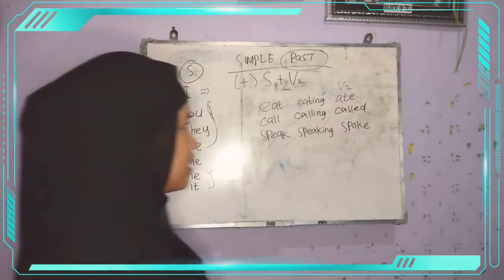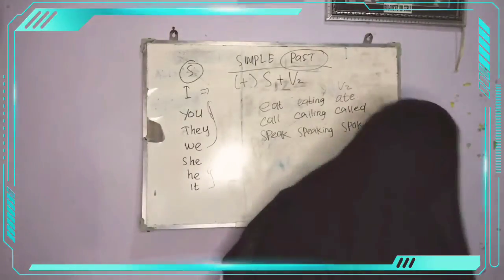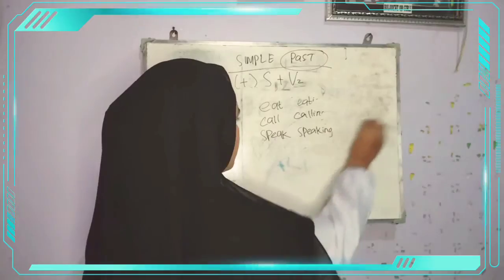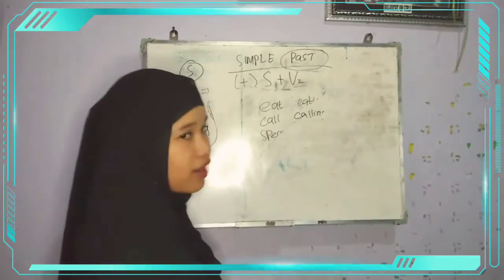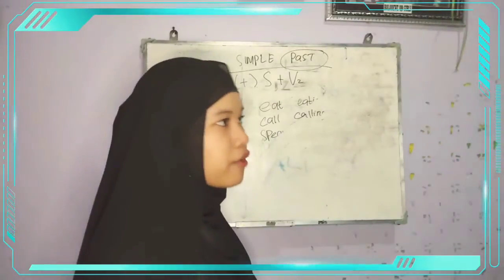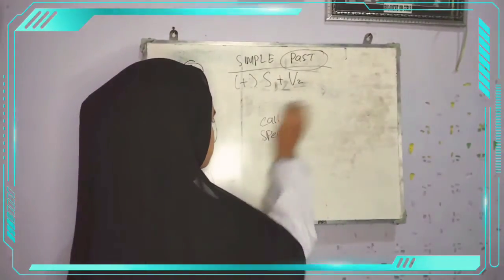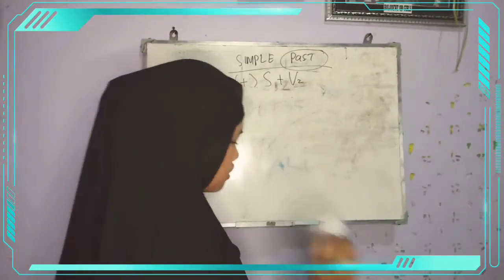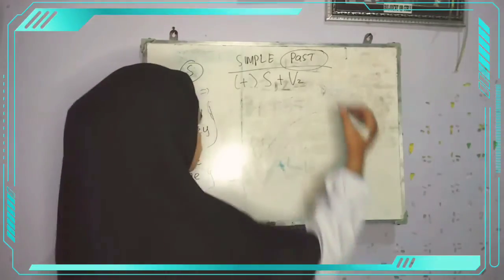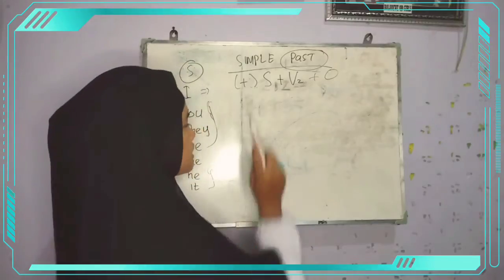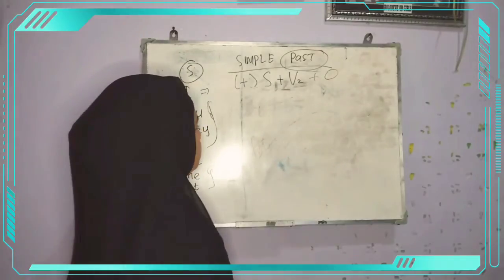Do you understand it? I know you are confused about verb 2. That's why you have to memorize it, you have to learn, you have to read every day in your dictionary. After verb 2, we add an object. Subject, verb 2, and object.